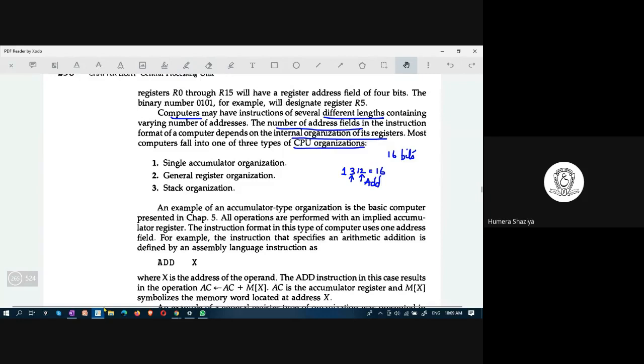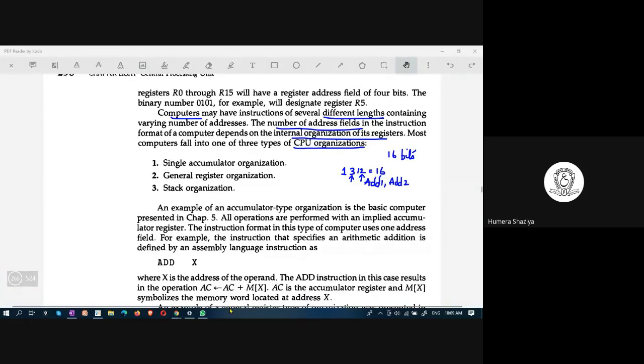Further, it can be stated that you can have two or more addresses. Here you have a single address. Instead of a single address, you have address 1 and address 2. And on what factor does the variation of these addresses and the variation of the instruction occur? It is totally dependent on CPU organizations.